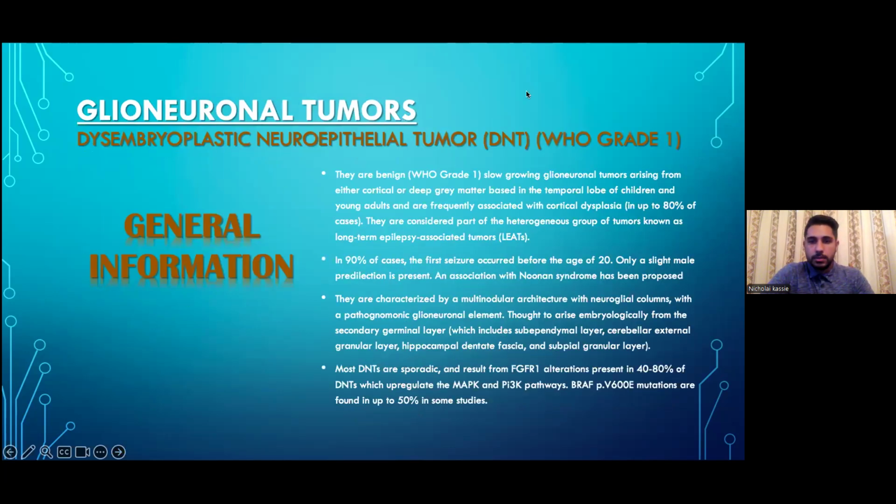Moving on to the next tumor, this would be the dysembryoplastic neuroepithelial tumor, also referred to as DNET. This is also a WHO grade 1 tumor. They are benign, slow-growing glioneuronal tumors arising from either the cortical or deep gray matter, based in the temporal lobe of children and young adults, and are frequently associated with cortical dysplasia in up to 80% of cases.